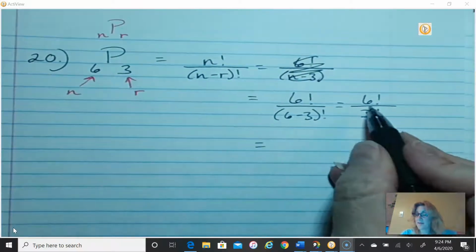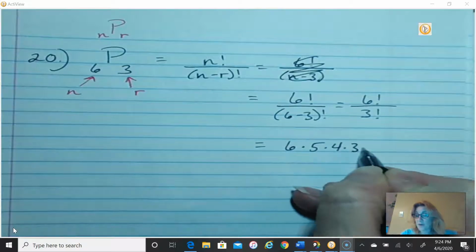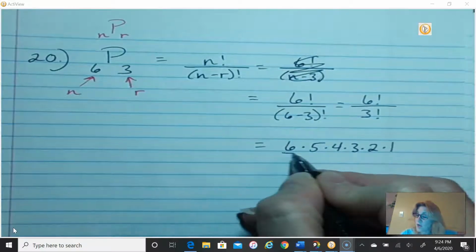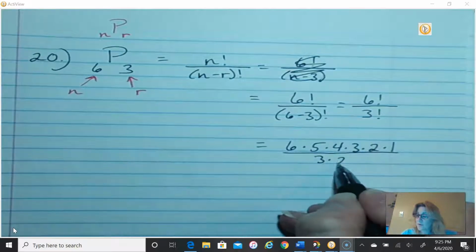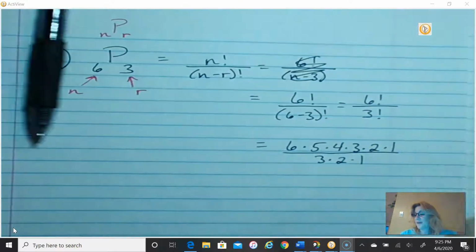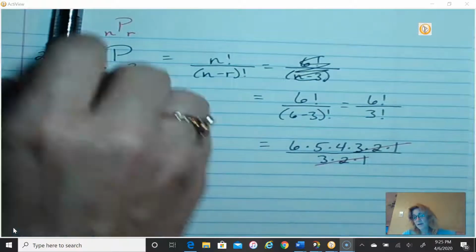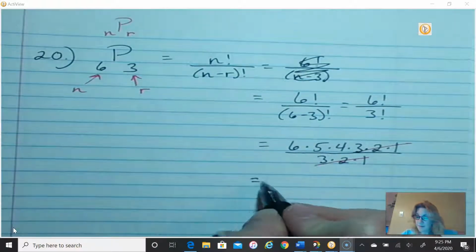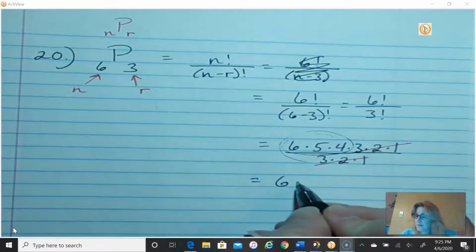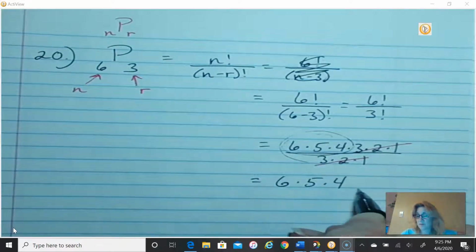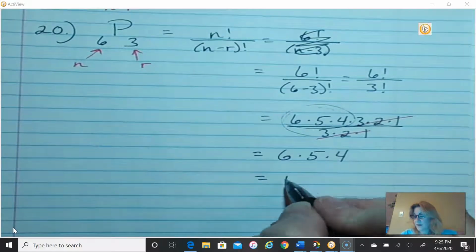Alright, so then we have 6 factorial, which is 6 times 5 times 4 times 3 times 2 times 1, all over 3 factorial, 3 times 2 times 1. That crosses out, and I'm left with this right here: 6 times 5 times 4. You work that out, you get 120.